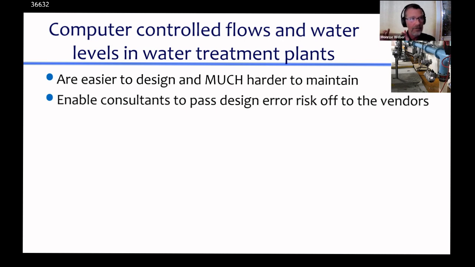By using other vendors' parts for every piece of the plant, it enables consultants to pass a design risk or a design error risk off to the vendors. So the vendors are responsible for making sure that their parts actually do what the consultants specify. And so it's not a part that the consultant is designing. The consultant isn't designing the hydraulics for the flocculator in a certain way to provide the mixing that's necessary. The consultant is putting that design off onto a vendor who provides a mechanized mixer that meets those specifications.